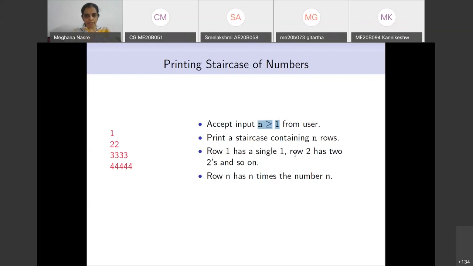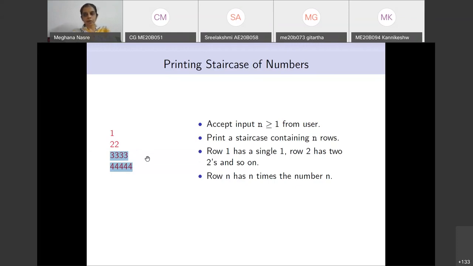Row 1 has a single 1, row 2 has two 2s, row 3 has three 3s. Actually, sorry, there is a small error in this. It should have three 3s and then four 4s. I'm sorry about this. So it should have 1, 2, 3 and 4 columns respectively, and row n has n times the number n. So this is what you want to print.